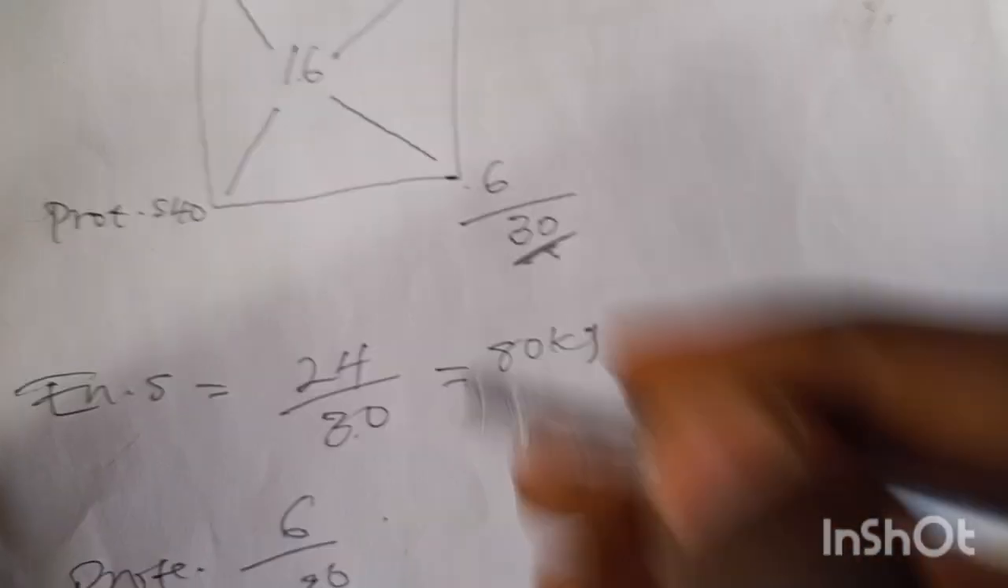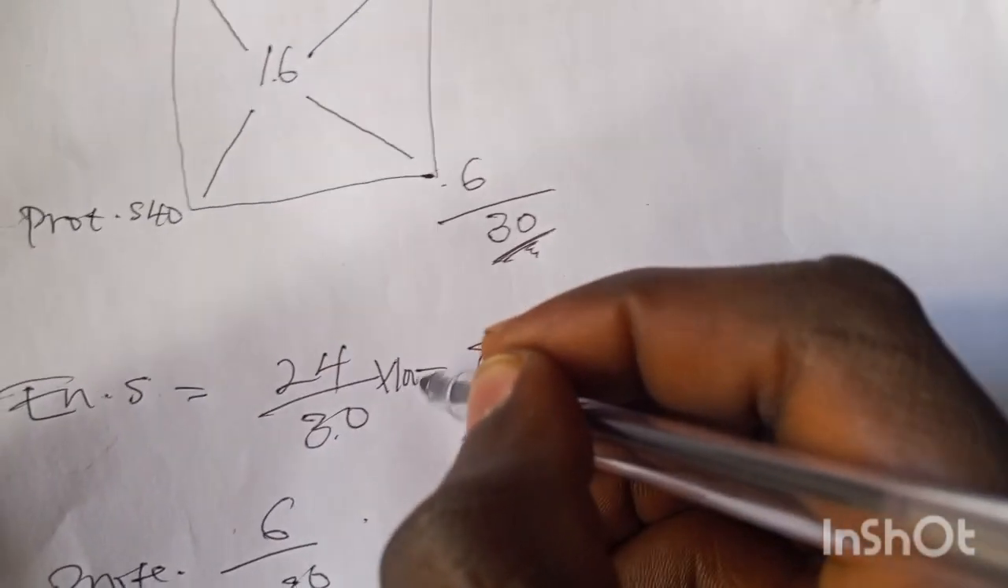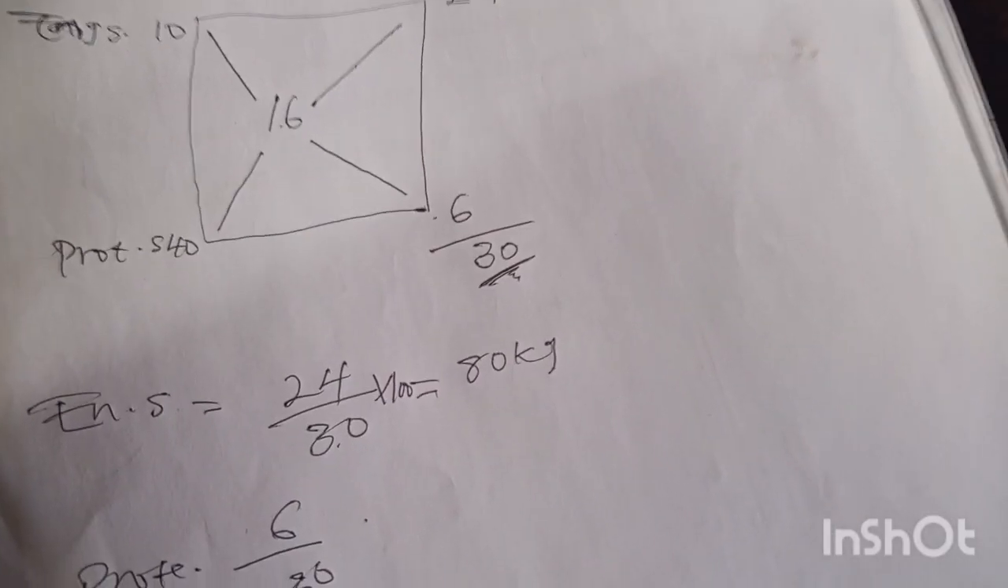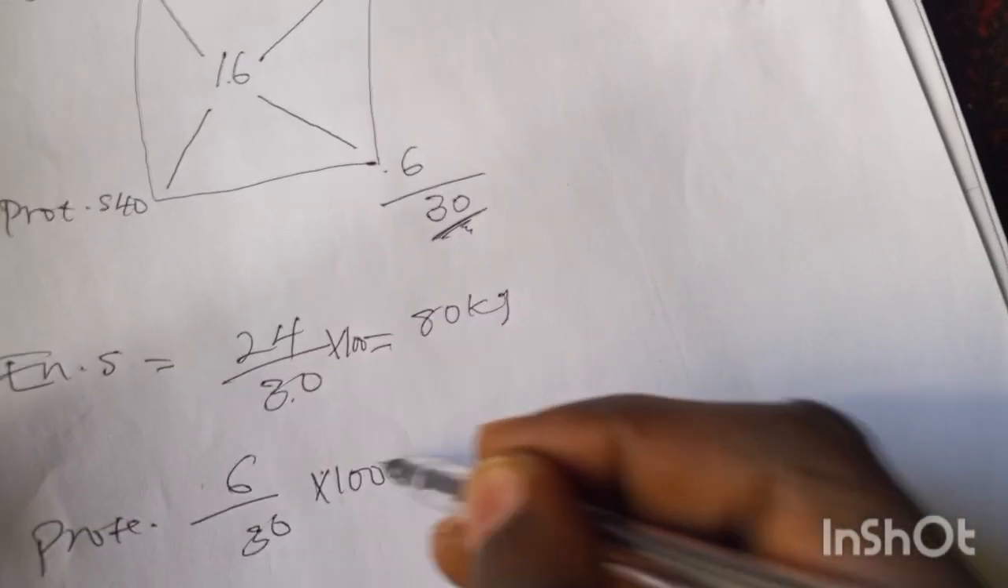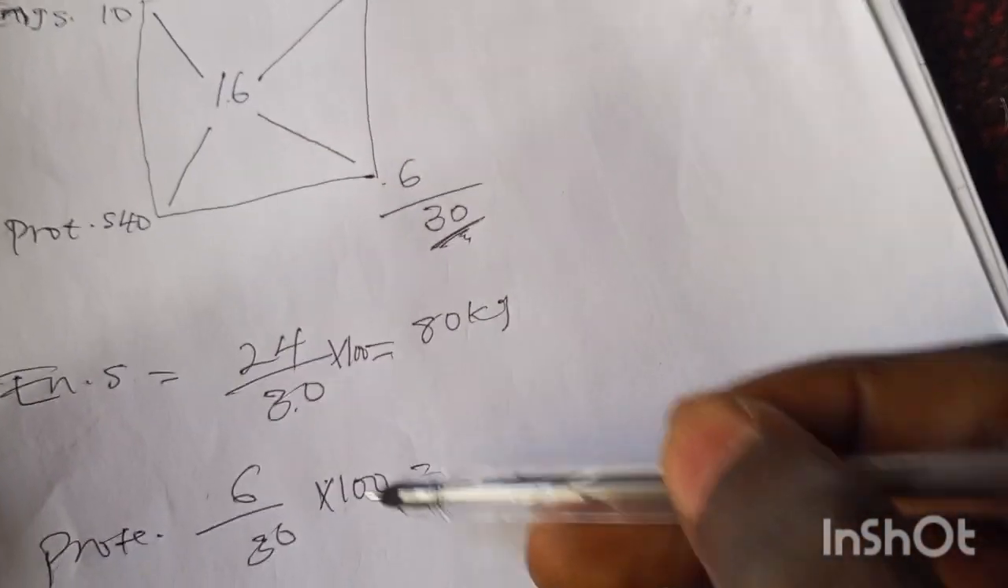Since you are dealing with 100 kg, you are going to be multiplying by 100. Yes or no? Multiply by 100. Then, sorry, I almost forgot, multiply this one by 100 too. Yes, because we are dealing with the 100 kg.